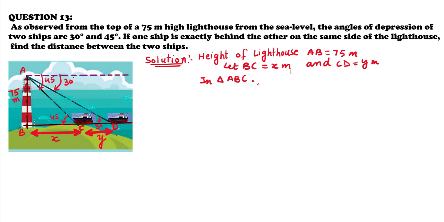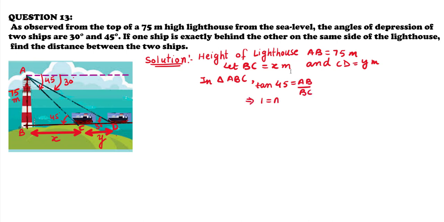In that we have tan 45. And how did that 45 come into the picture? Because we know the horizontal level is parallel to BD and AC is a transversal. So the angle of depression, which is 45, is equal to angle C, which is 45. So tan 45 is equal to AB upon BC. That implies 1 is equal to AB upon BC.